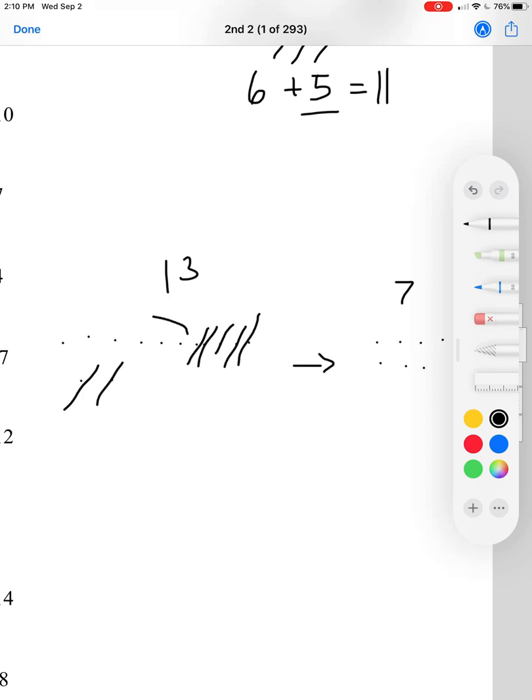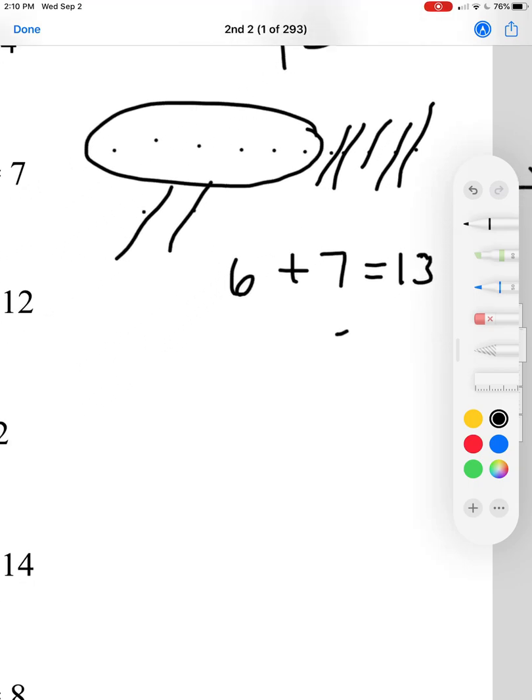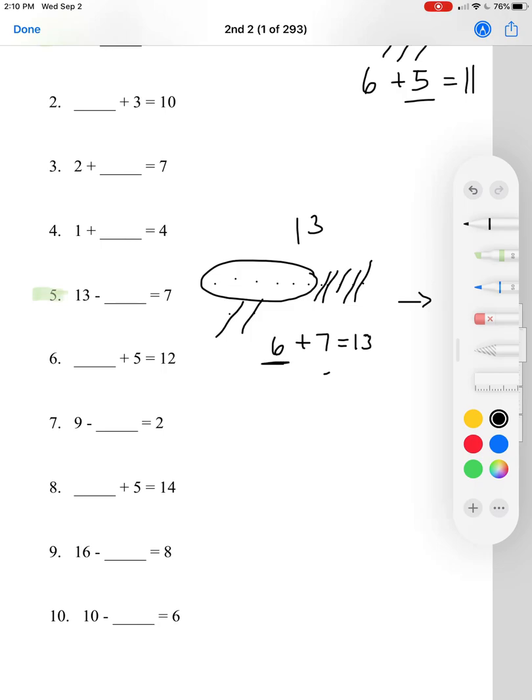Okay, so that's 7. Now we're left with this amount. If you count here, this is 6. The amount that we circled is 6. The amount that we crossed out is 7. And if we count it all up, we know that it's 13 because we started with 13 dots. So we know that the missing number is 6.